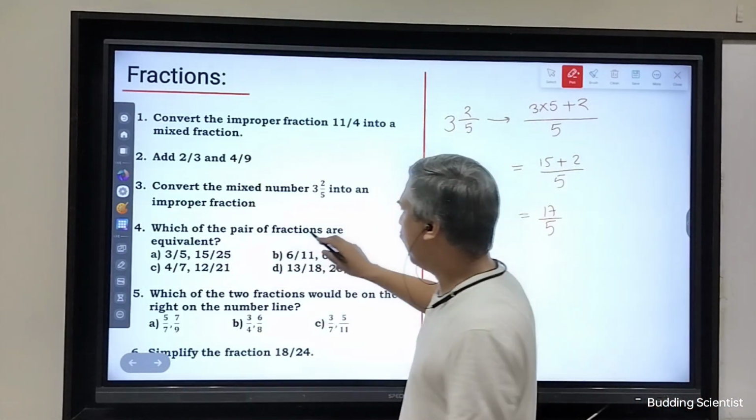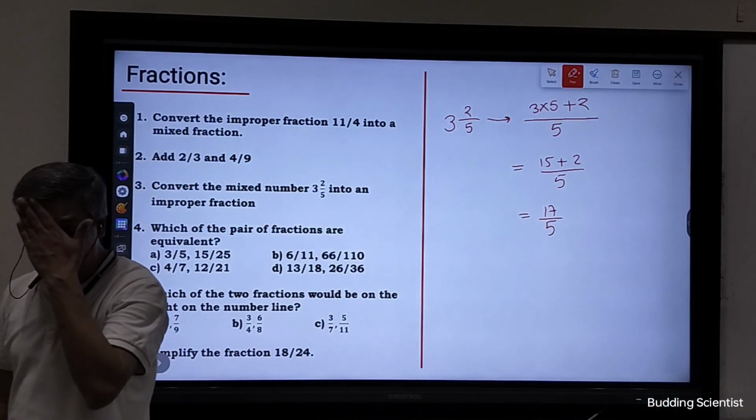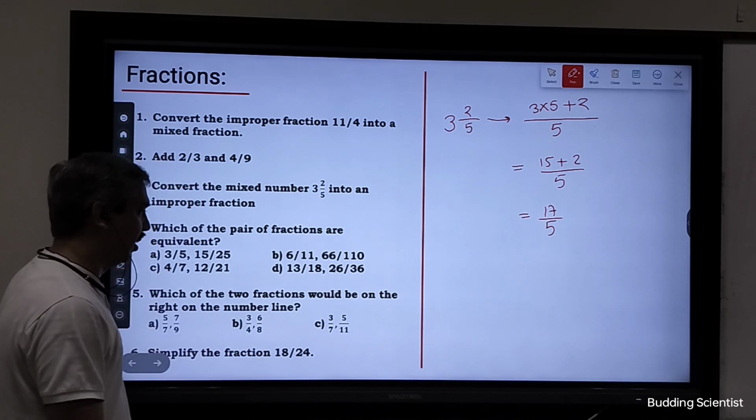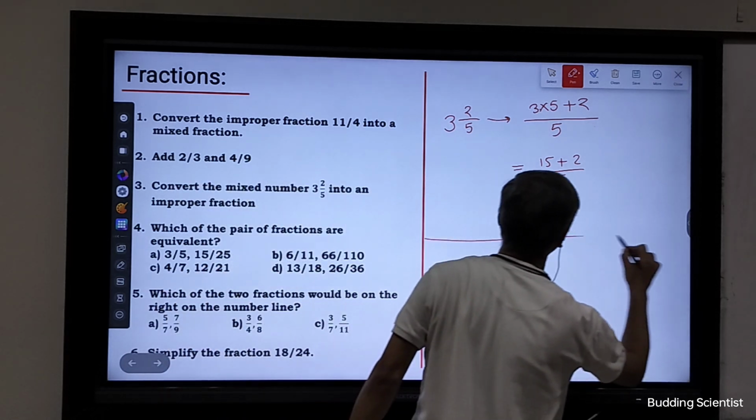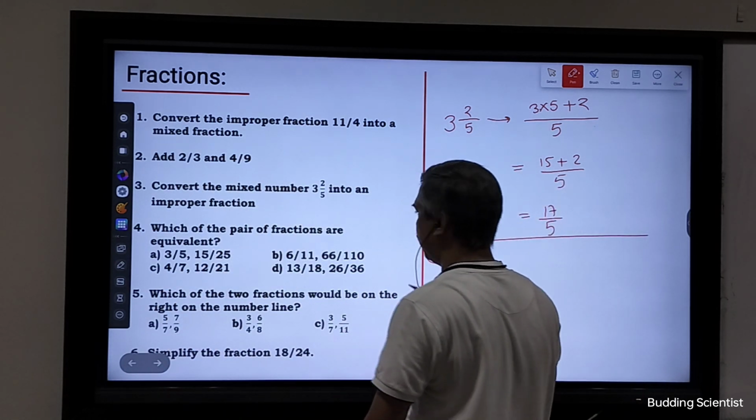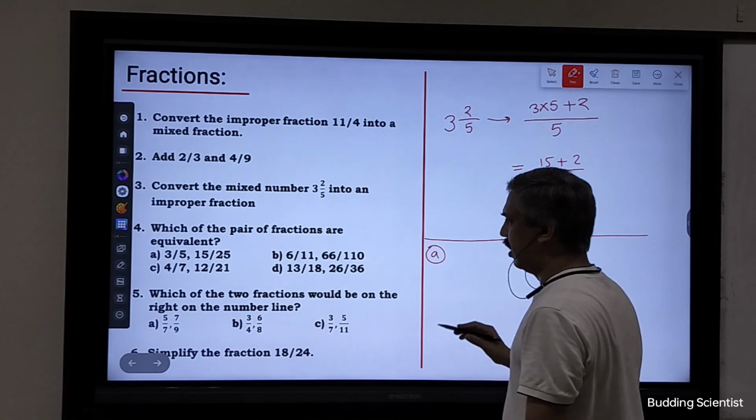Which of the pair of the fractions are equivalent? We'll solve, let's say, only A and B. 3 by 5. I'm solving A here. Question number 4A. 3 by 5.